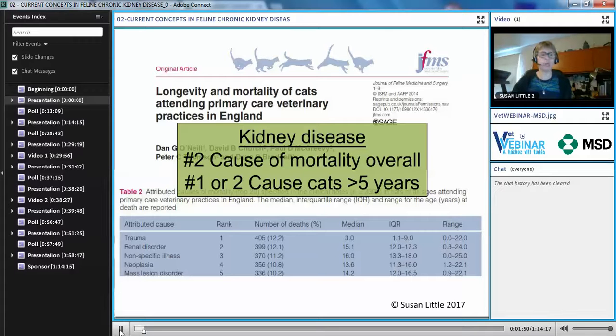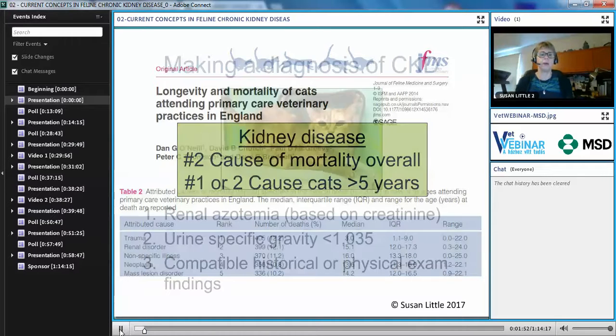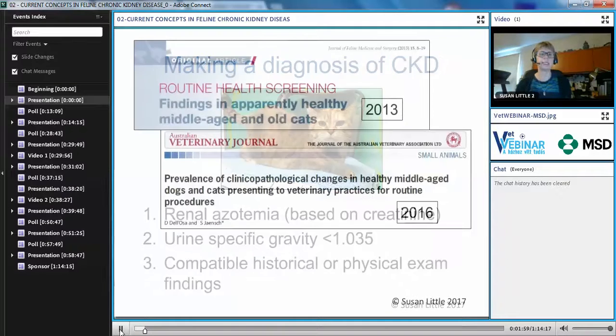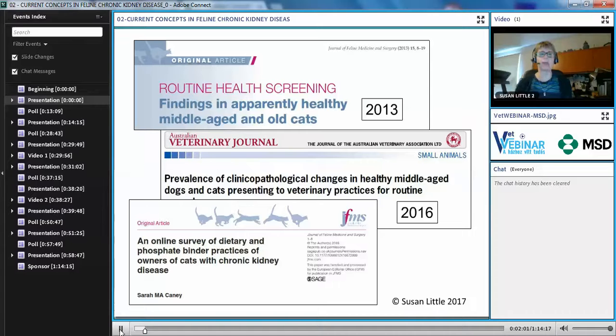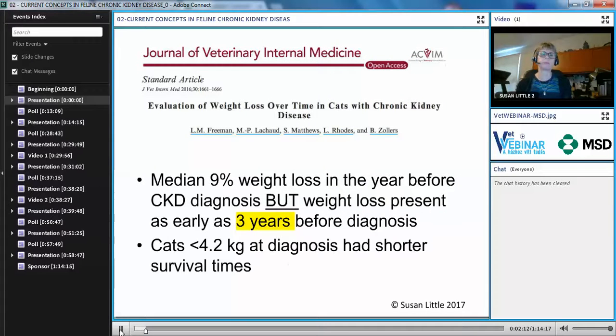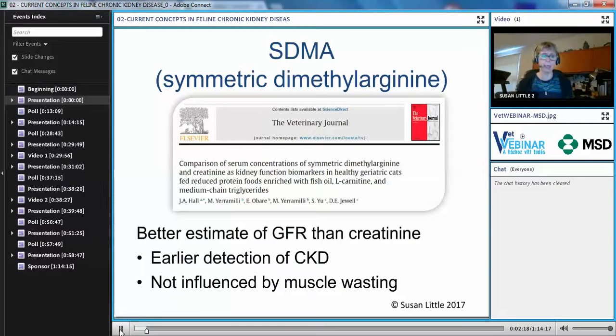I do want to recommend this fairly new set of guidelines on the diagnosis and management of feline chronic kidney disease from the International Society of Feline Medicine. Even if you're not a member, it's available to you for free. It was published in the Journal of Feline Medicine and Surgery in May of 2016, and you can download it from the journal website using the web address that you can see on the slide.